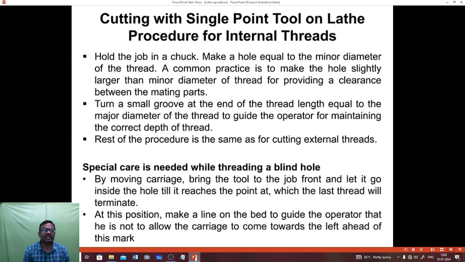Hold the job in a chuck, make a hole equal to the minor diameter of the thread. This is the procedure for internal threads. A common practice is to make the hole slightly larger than minor diameter of thread for providing a clearance between the mating parts. Turn a small groove at the end of the thread length equal to the major diameter of the thread to guide the operator for maintaining the correct depth of thread.